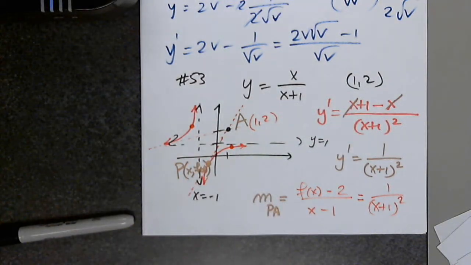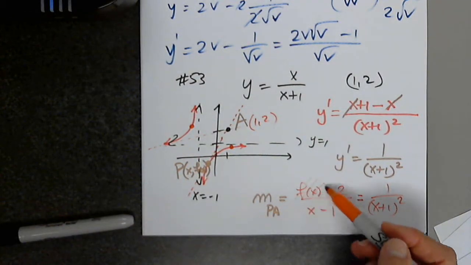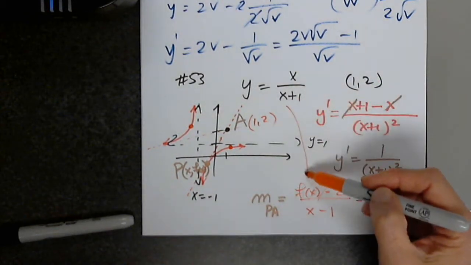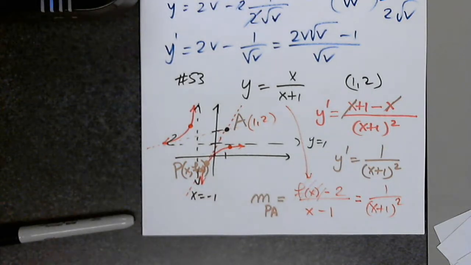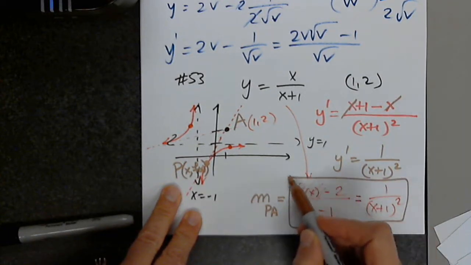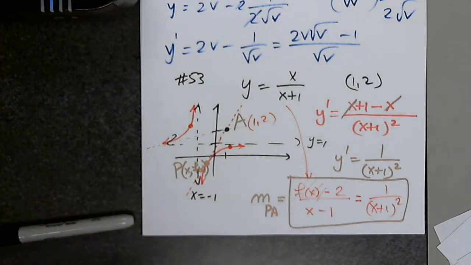Good. So now I have an equation in which f of x is the original function. So I have to replace it here, in here. So I have x over x plus 1 minus 2 over x minus 1. Any questions on this? Any questions before we move on with this problem?